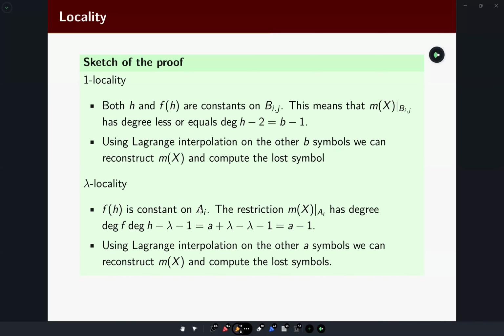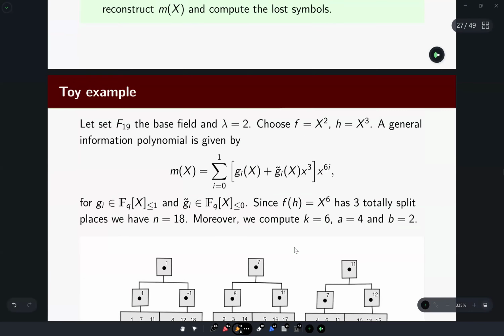The only difference is that in the bigger set, only f of h is constant, because the bigger set is a locality set only for the composition, which means that the restriction now has degree a minus 1. Again, standard Lagrange interpolation allows us to recover the lost symbol by looking at the other a symbols. And that's basically the idea to give a locality to our construction.